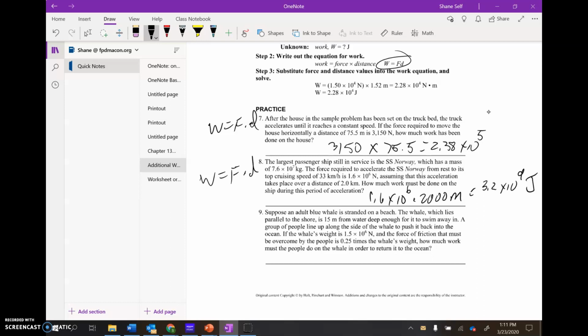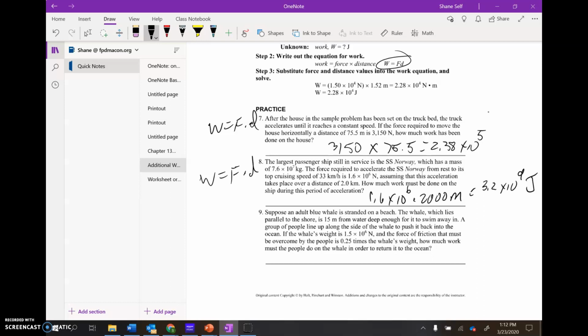Okay. Number 9. Suppose an adult blue whale is stranded on the beach. The whale, which lies parallel to the shore, is 15 meters distance from water deep enough for it to swim away. A group of people line up along the side of the whale to push it back into the ocean. Wow, that's a lot of people. If the whale's weight is 1.5 times 10 to the 6 newtons, and the force of friction that must be overcome by the people is 2.5 times the whale's weight, how much work must people do on the whale in order to return it to the ocean? Wow. A lot of numbers in there.